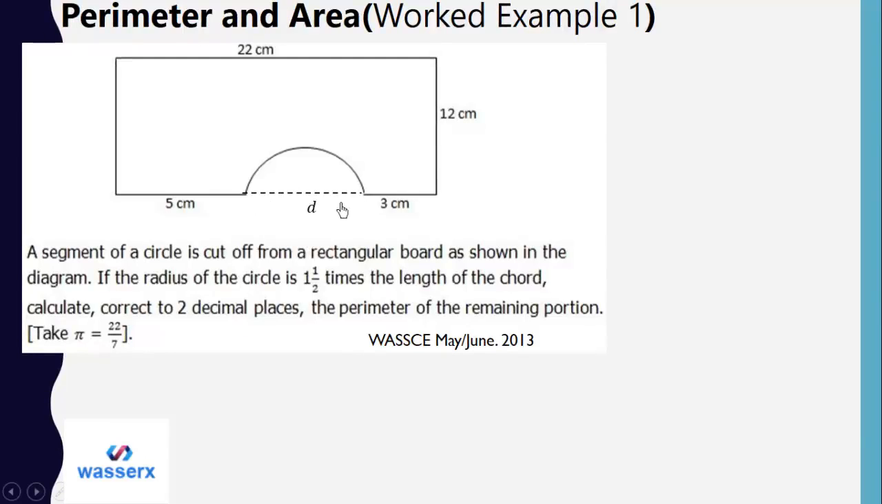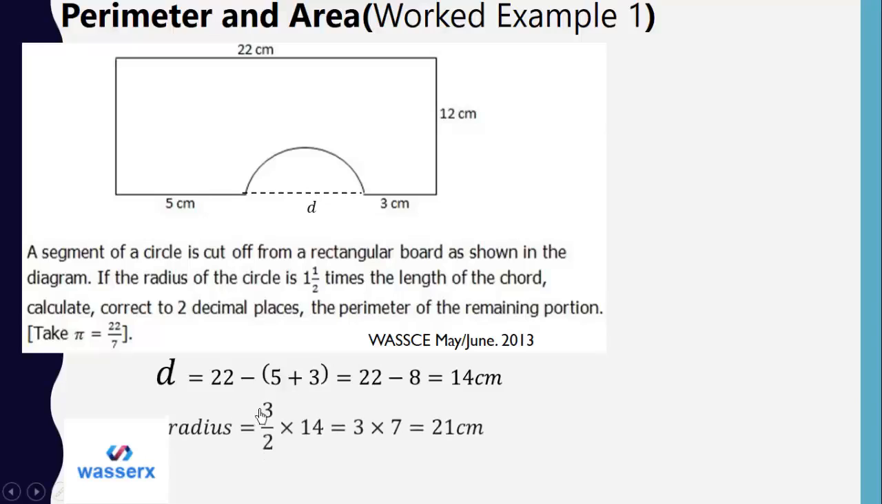So let this be d. We can find the value of d by this. So it will be 22 minus 8, because 5 plus 3 will be 8, which is 14 centimeters. Now we know the relation between the radius and the length of the chord. The relation is that the radius is equal to 3/2 times the length of the chord. 1/2 is the same as 3/2, and this will give us 21 centimeters.